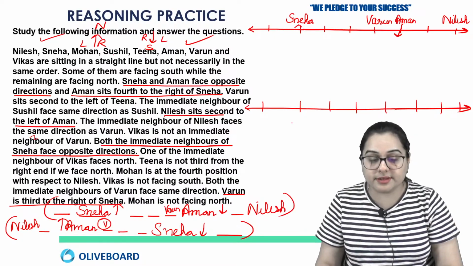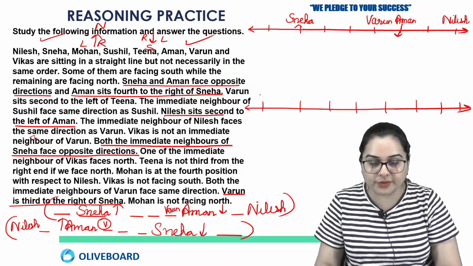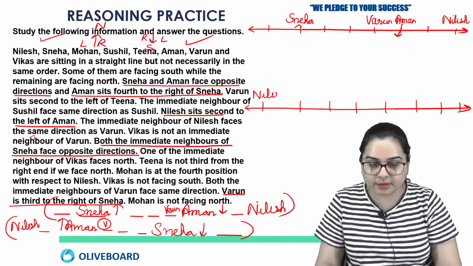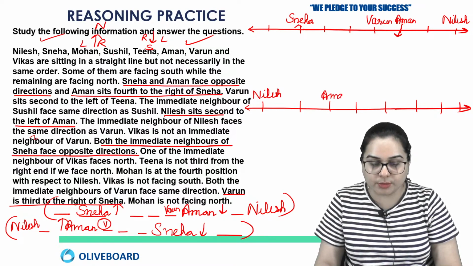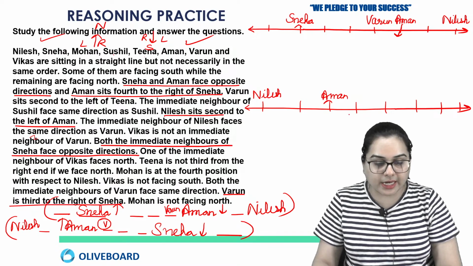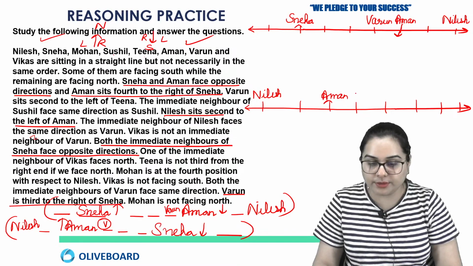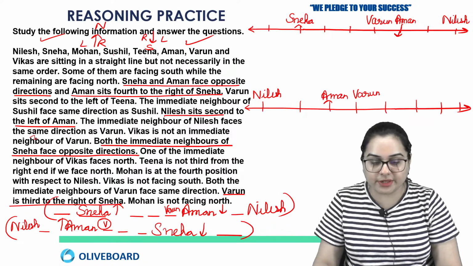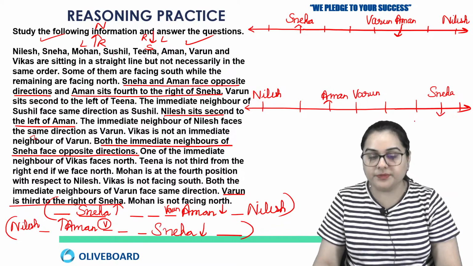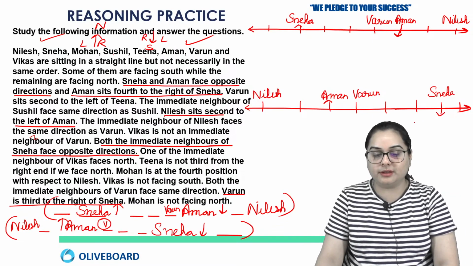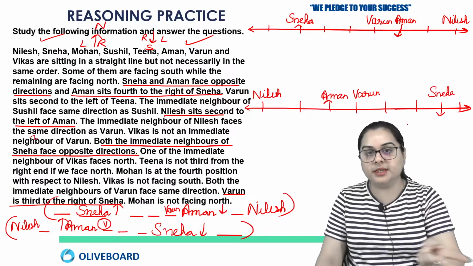And if I consider the second possibility, here the first one will be Nilesh, right? Leaving one position, next I am going to write Aman, who is facing north here. And then after Aman, next will be Varun. After Varun, leaving two, you are going to write Sneha, who is facing south here. So this is how you are going to fill the whole two possibilities in our row.